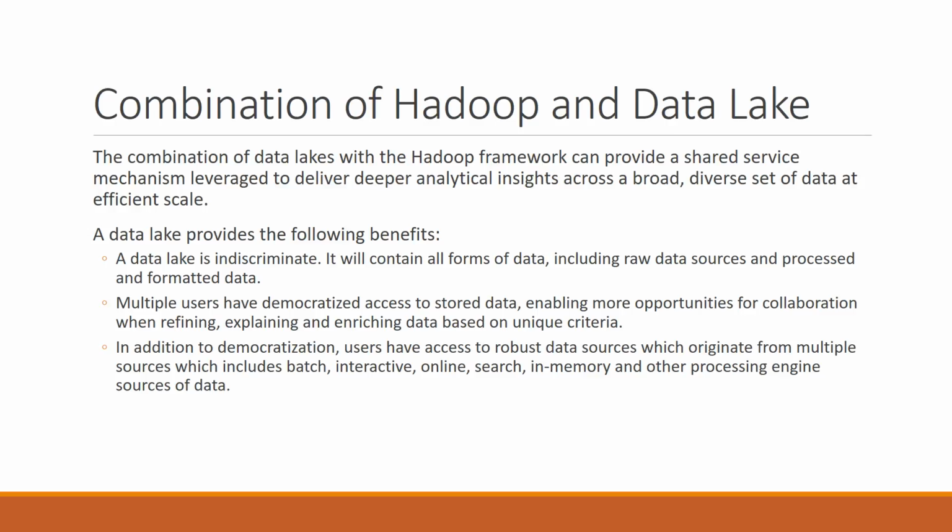A data lake provides the following benefits. A data lake is indiscriminate. It will contain all forms of data, including raw data sources and processed and formatted data. Multiple users have a democratized access to stored data, enabling more opportunities for collaboration when refining, explaining, and enriching data based on unique criteria. In addition to democratization, users have access to robust data sources which originate from multiple sources, which include batch, interactive, online, search, in-memory, and other processing engine sources of data.